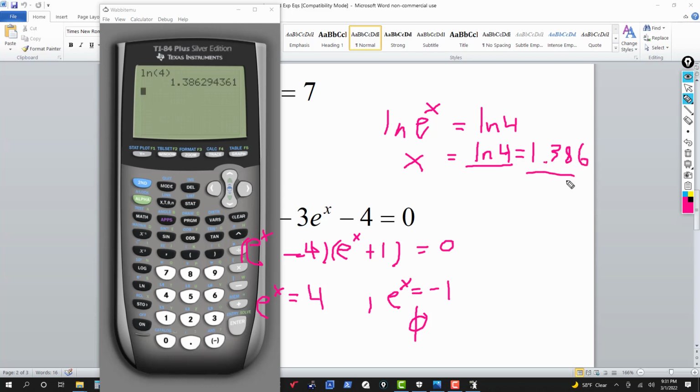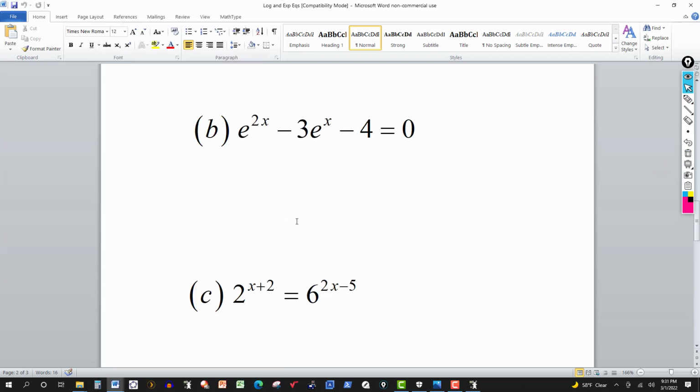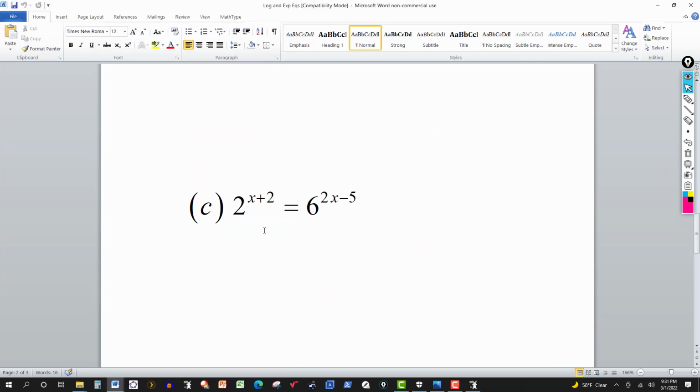To 3 places. So if he asks you to round off to 3 places, that's what you would give. 2 places, 1.38, and so on. But that's your solution. Okay, let's go to the next one.